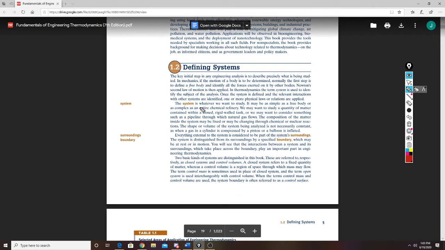So the first thing that we have to talk about is defining systems. So that's this right here with a really big line. It says a system is whatever we want to study, right? So I hope that makes sense. Essentially, it's whatever we want to study. It may be as simple as a free body diagram or as complex as an entire chemical refinery. In our classes, they will be pretty straightforward, such as a piston cylinder or something like that. They will never be a full chemical refinery, as said here, because that would be kind of crazy.